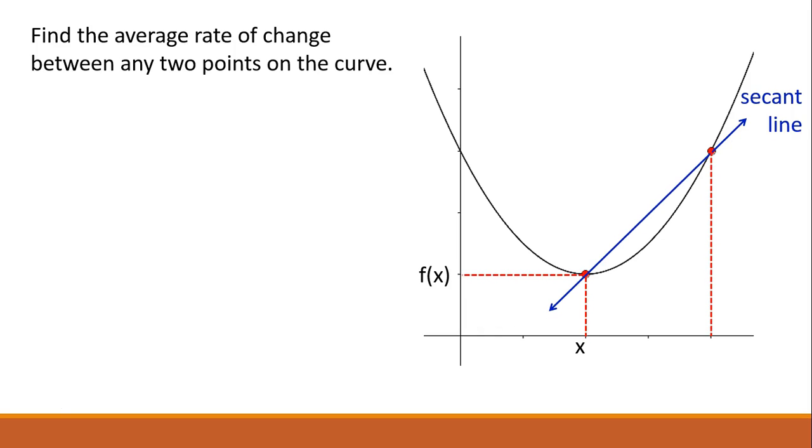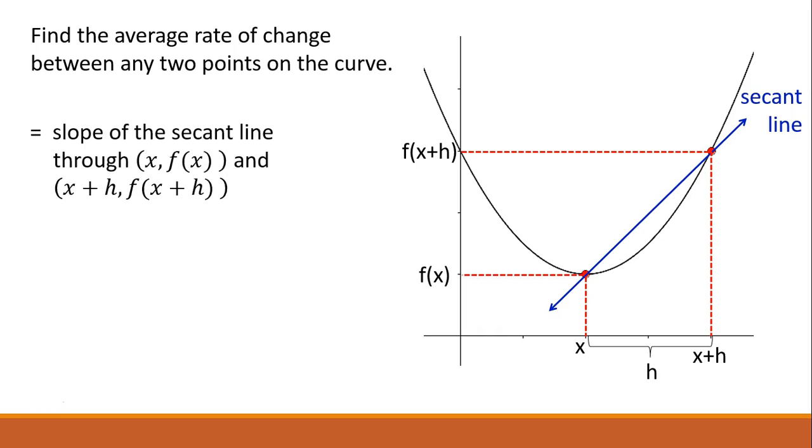The second point also has an x coordinate, but let's say what we know is the distance between the first x coordinate and the second x coordinate. And we'll call that distance h. That means that the second x coordinate would be x plus h, and the y coordinate that goes along with that x coordinate is f of x plus h, because it's also on the curve.